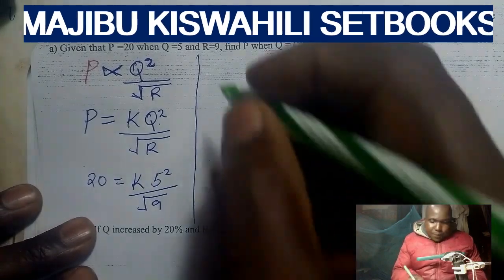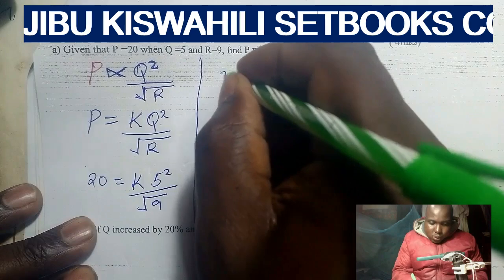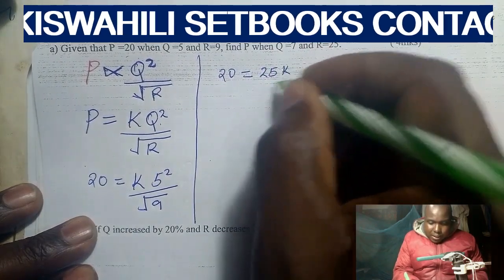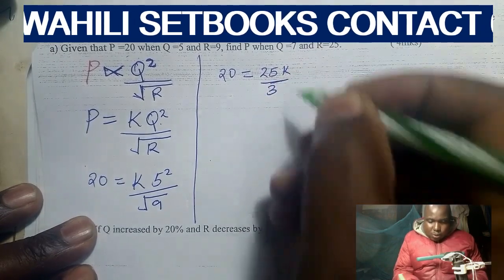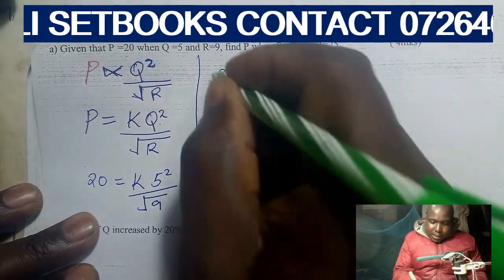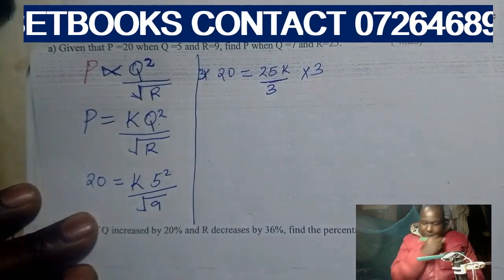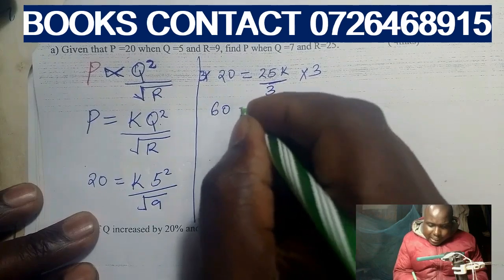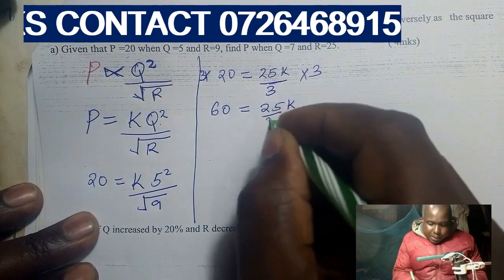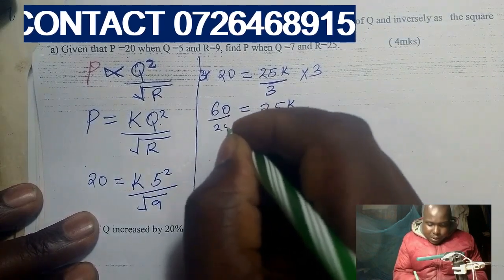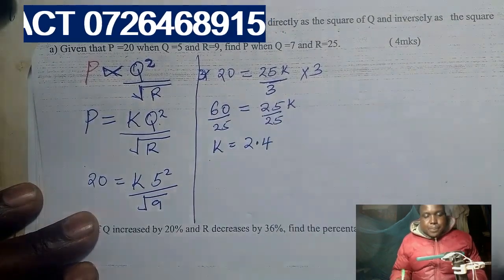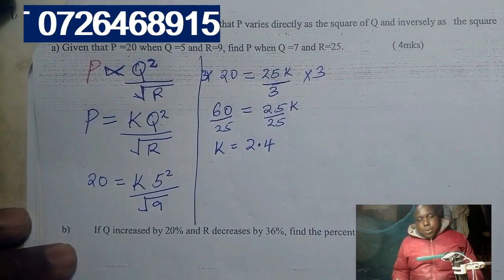So that means 20 is equal to 25K divided by 3, since the square root of 9 is 3. Now we multiply both sides by 3, so 60 is equal to 25K. We divide by 25, so K is equal to 2.4. So our K is 2.4.